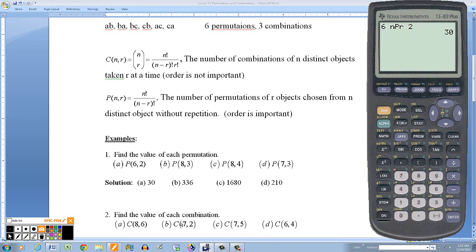For the second one, the number of permutations of 8 things taken 3 at a time, enter the 8, and then go to the math menu, over to probability, again number 2, and then enter the 3, hit enter, we get 336. And then the other 2 are done similarly. You have the answers there in case you want to compute those on your own. Those are the answers for C, 1680, and for D, 210.